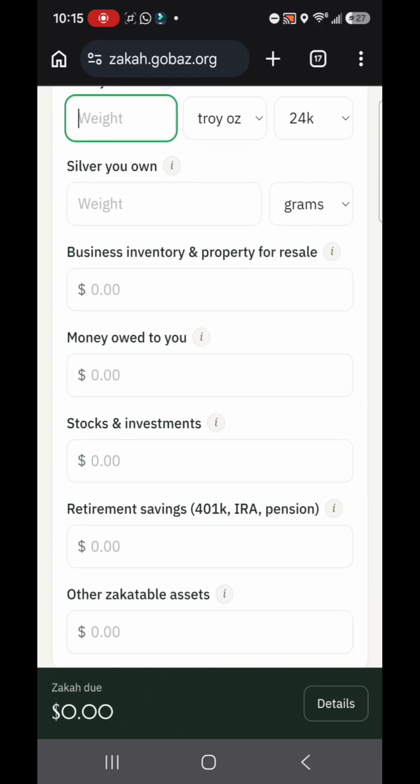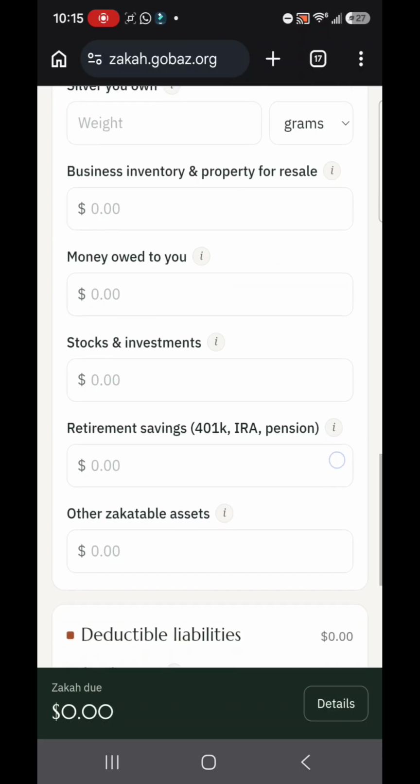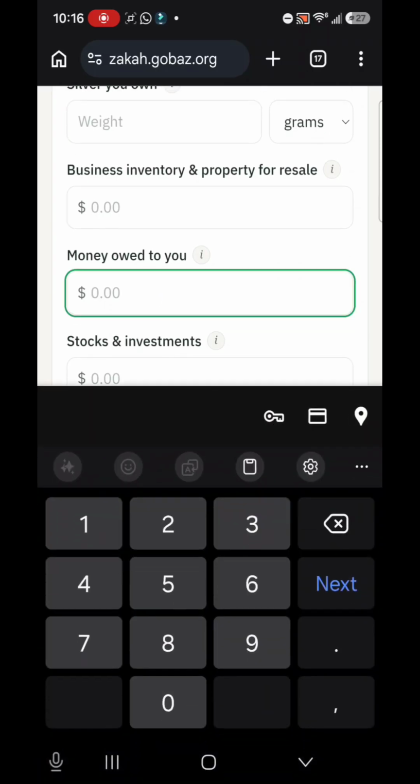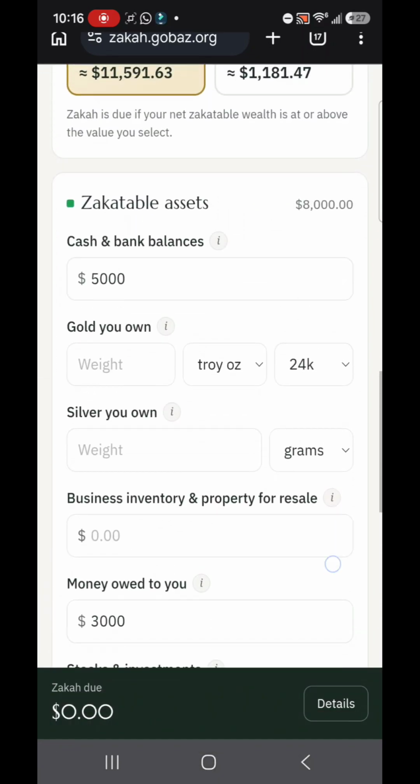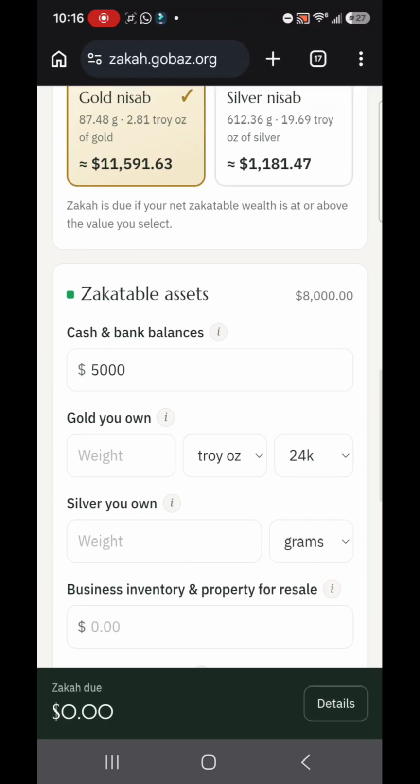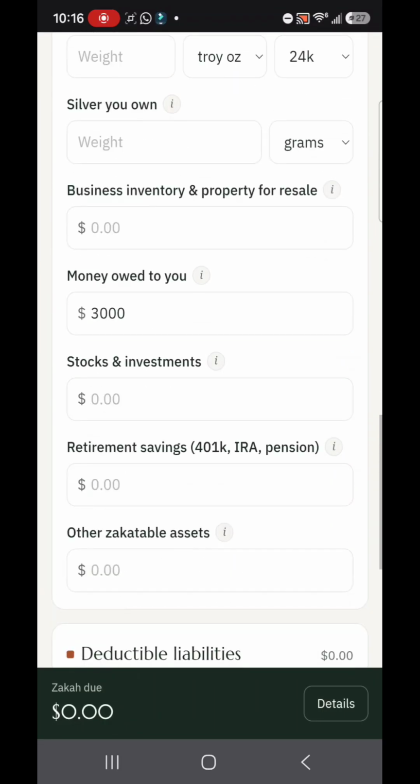Business inventory. If you have a business, you're selling and buying, then you can add the total inventory in this section here. Money owed to you. Someone owes you money and you are certain that person is going to pay you back, let's say $3,000. So if you look here, we have 5,000 and 3,000 is 8,000 now. But what if that person is not going to pay you back your money? Or what if this is very doubtful? Then you don't have to put it here.